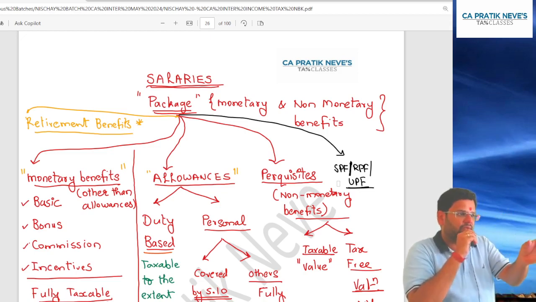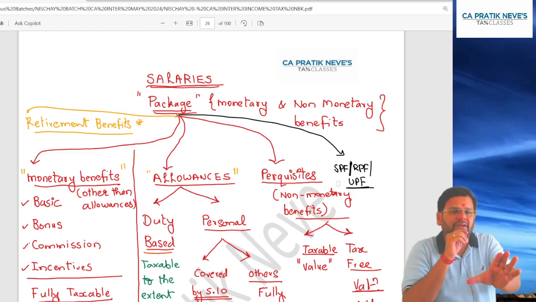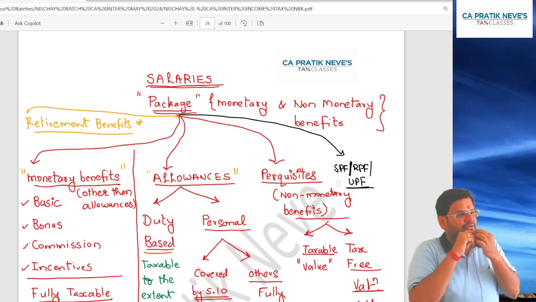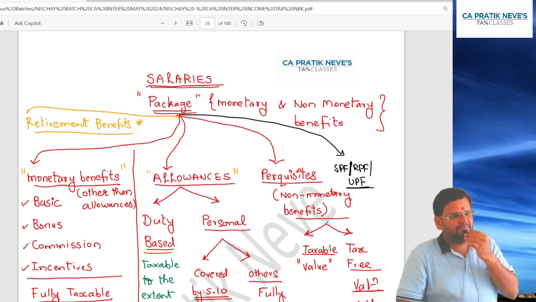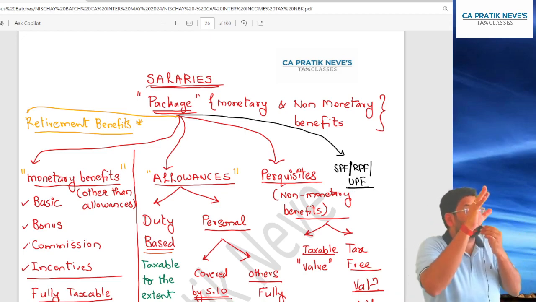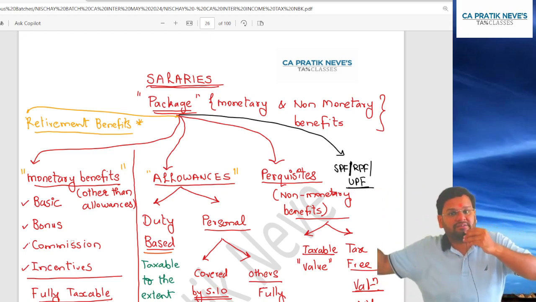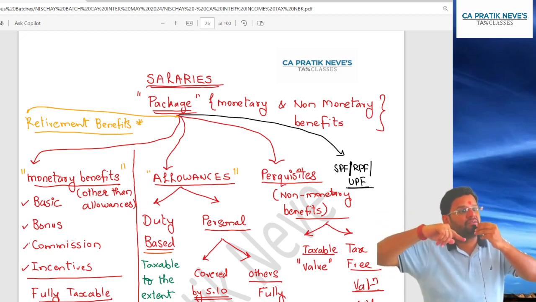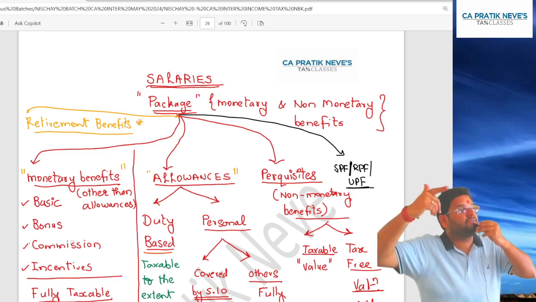So that cannot become fully taxable. That attracts some exemption. So that we have to learn. So I am talking about 5 things. If you observed, I am talking about 5 broad categories of benefits that you are getting from employer. What are those 5 broad categories?